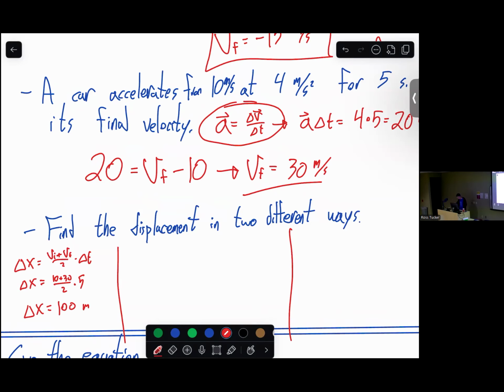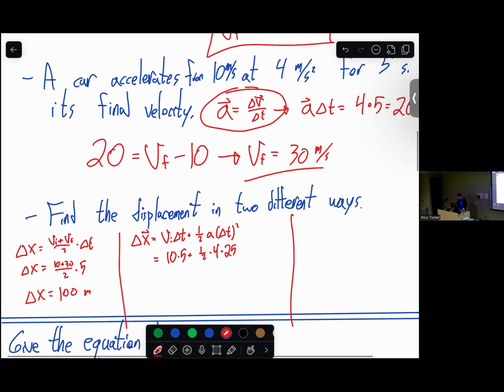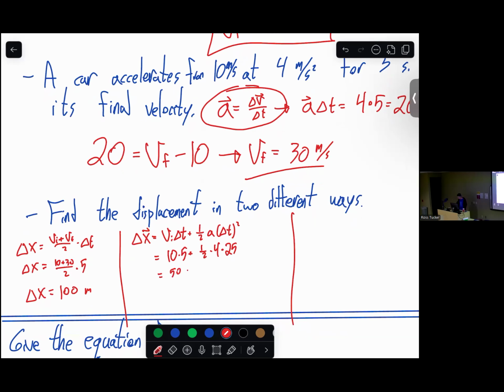Great. Here's another way to do it. Another equation that we hopefully can dust off from our memory banks is V initial t plus half a t squared. All I got to do is plug in 10 times 5 plus 1/2 times 4 times 5 squared, which is 25. That is to say 50 plus, let's say, 4 over 2 is 2. 2 times 25 is another 50. Oh my God, it's the same answer. It's like physics is internally consistent or something.